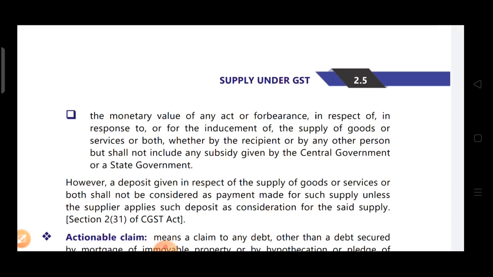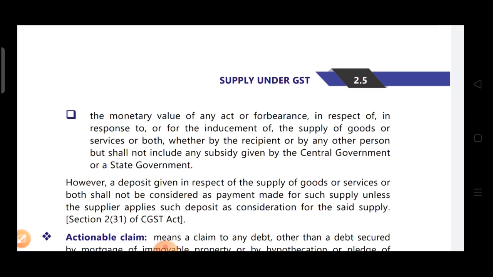Now read this again. The monetary value of any act of forbearance, or any act of tolerance, in respect of, in response to, or for the inducement of the supply of goods or services or both, whether by the recipient or by any other person or third person, is included in consideration, but it shall not include any subsidy given by the central or the state government.